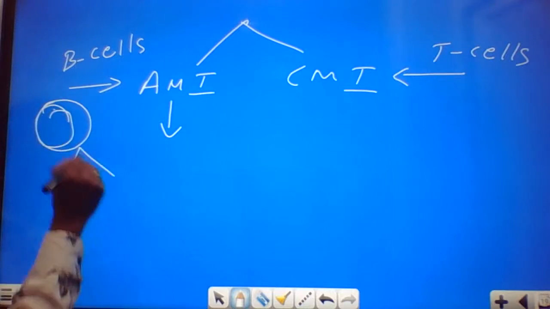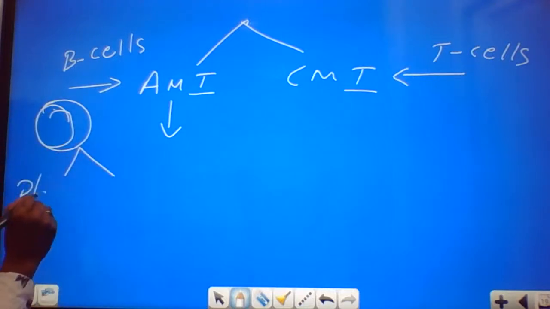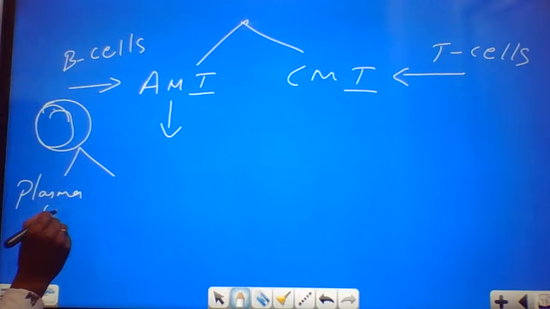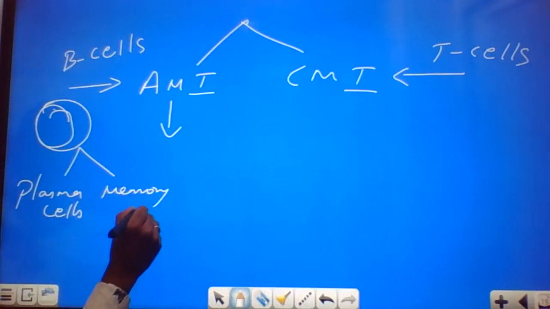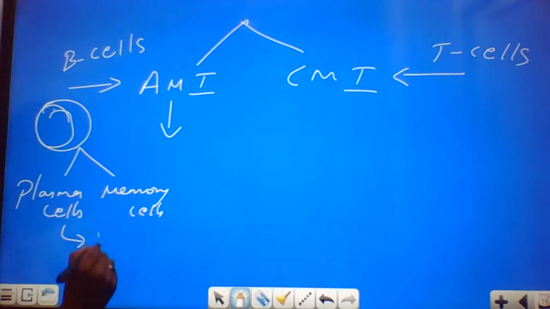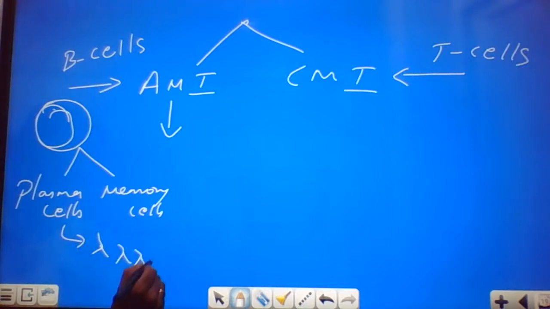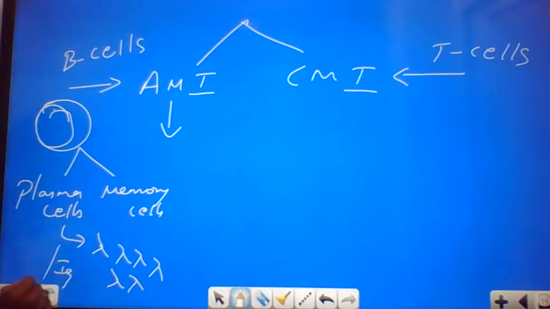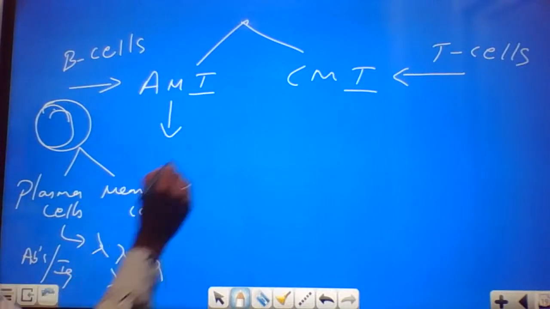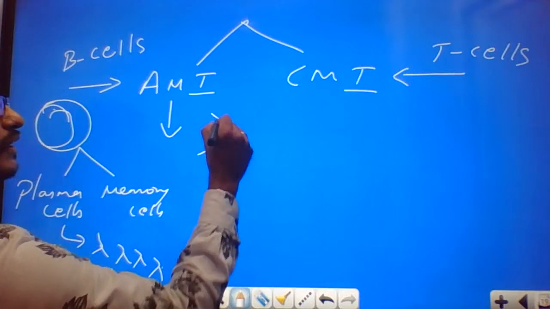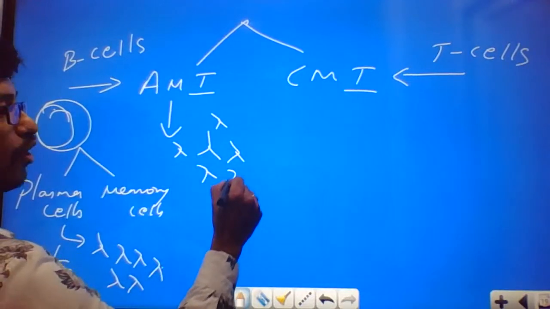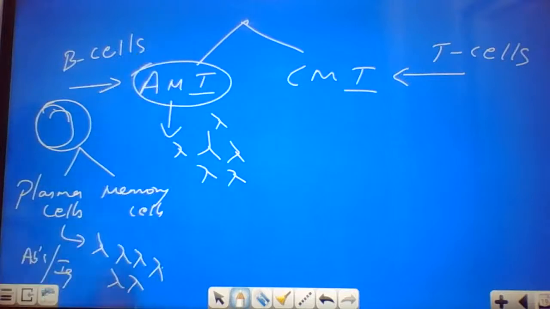The B lymphocytes again divide to produce two types of cells. What are the two types of cells? Plasma cells and memory cells. The plasma cells are responsible for the production of antibodies or immunoglobulins. These immunoglobulins or antibodies are produced by means of plasma cells. So now this antibody helps in destroying the antigen. So this type of immunity is called antibody mediated immunity.